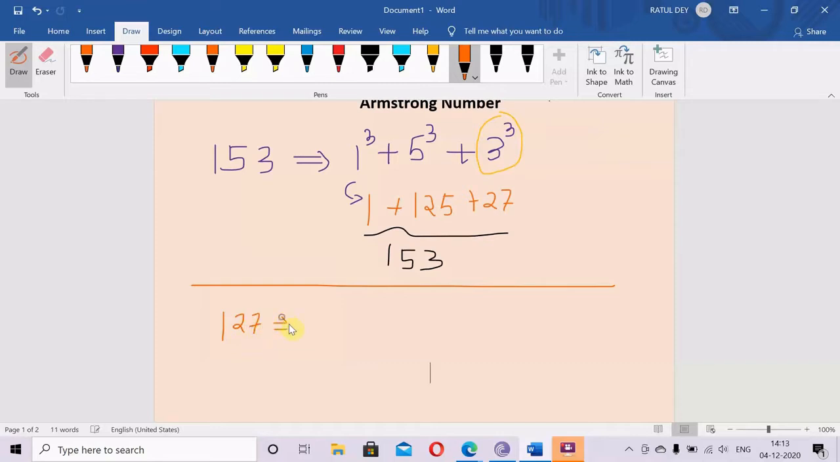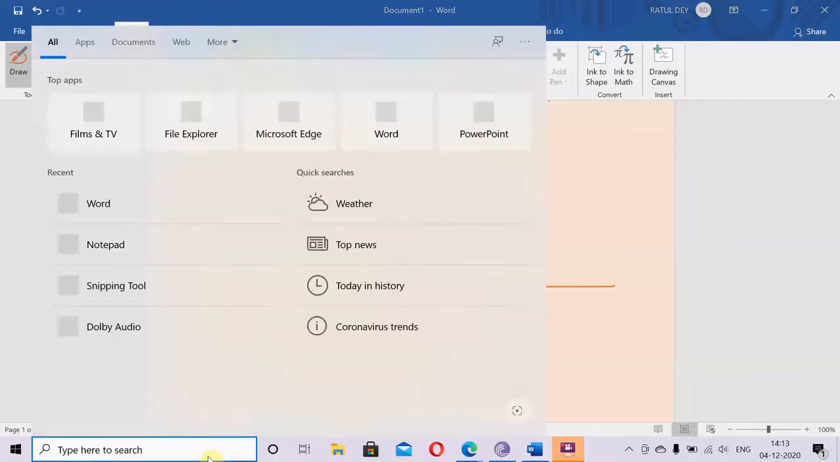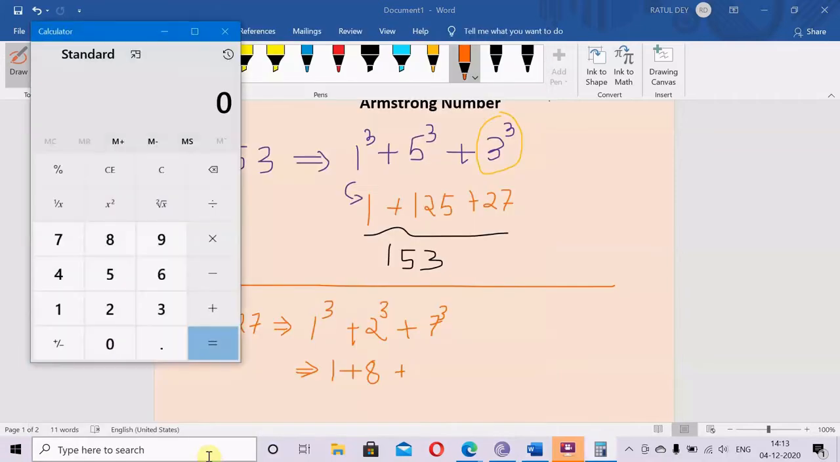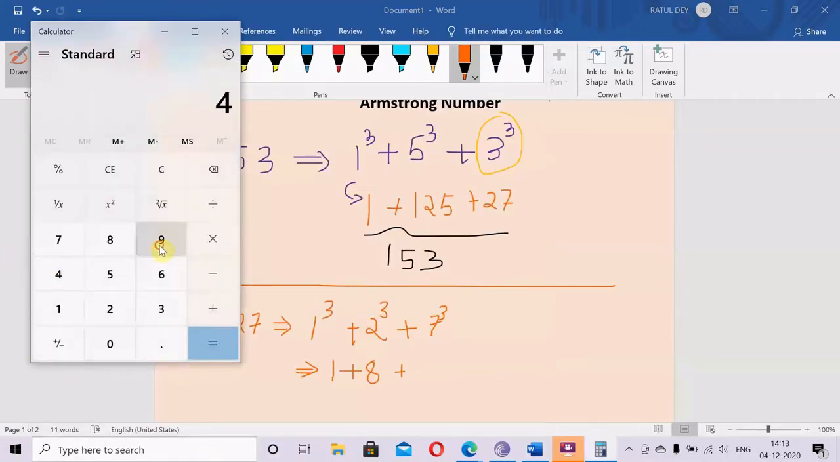So if you use this particular formula, that means 1 cube plus 2 cube plus 7 cube, you cannot get the result 127. 1, plus 2 to the power 3, that means 8, and 7 to the power 3, that is 7 multiply 7 is 49, and 49 multiply 7. I just used the calculator, that is 343.